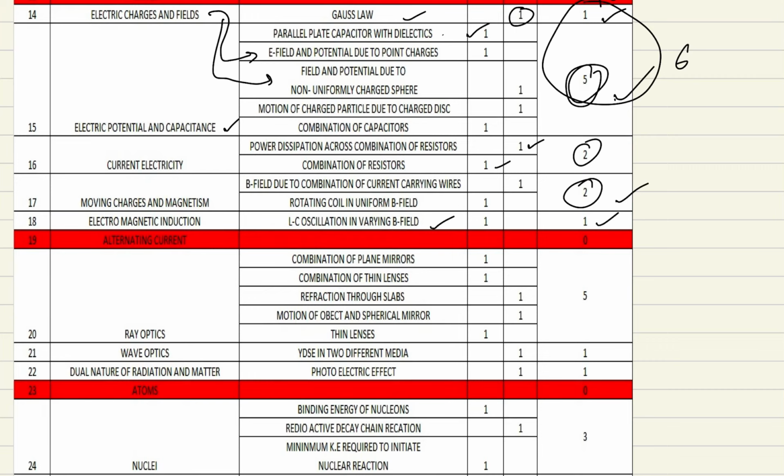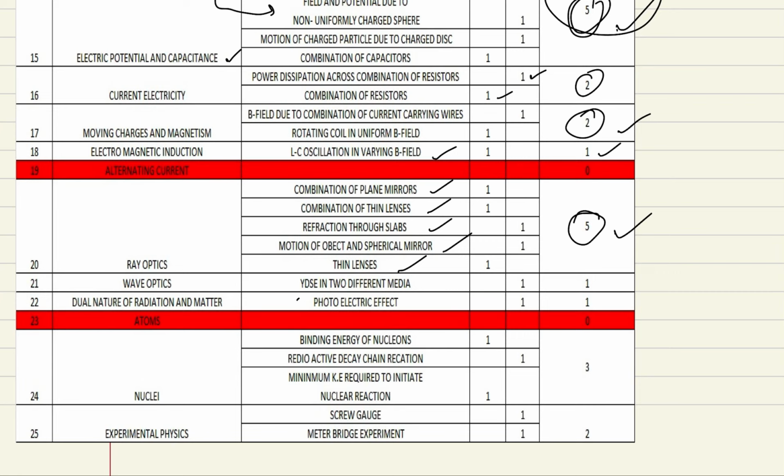And ray optics: you can see a combination of plane mirrors, a combination of thin lenses, refraction through slabs, and motion of an object and a spherical mirror, one question. Thin lenses. Total 5 questions we can see in ray optics. Here also the majority of questions came from ray optics. Wave optics: here they have given one question on refraction with the YDSE experiment in two different media.